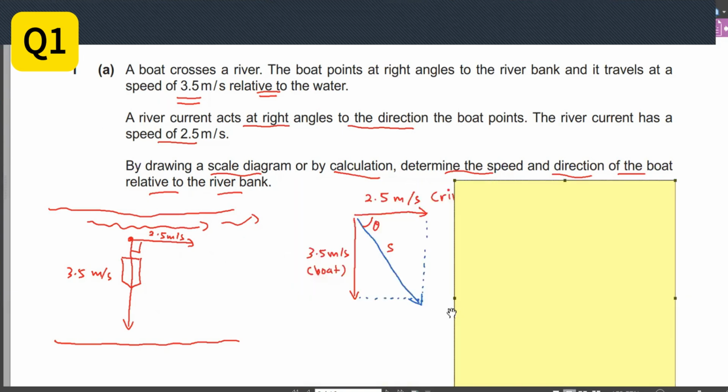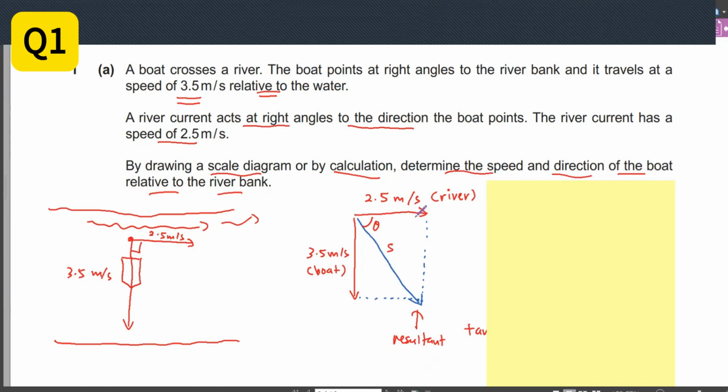So we can set up a triangle. This is the triangle that we can set up. When we have forces at different angles, we have a resultant force. When we have speed, a vector, at different angles, we have a resultant. So this will be the resultant. This is what we want to calculate.